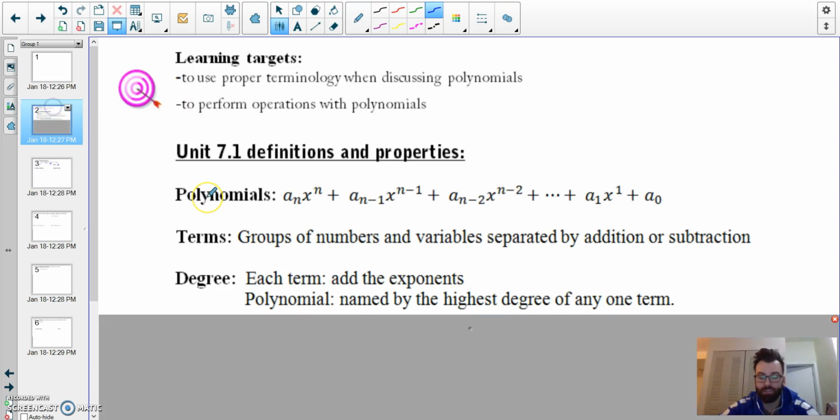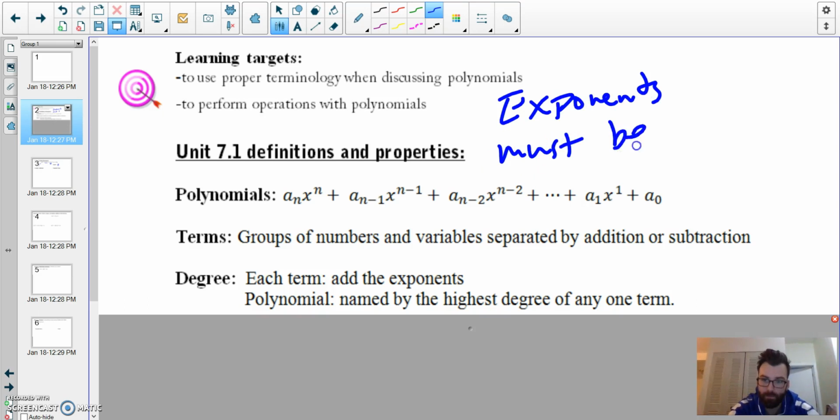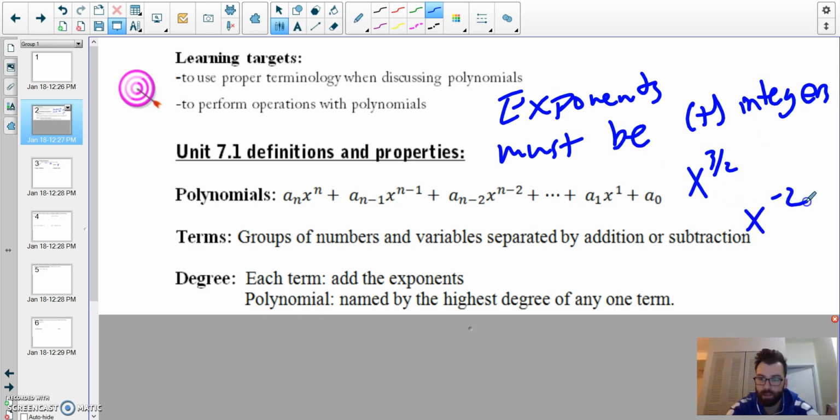Okay. Now, something I forgot to mention that's very important. When dealing with polynomials, in order to consider something a polynomial, our exponents must be positive integers. Meaning, first of all, I cannot have x to the 3 over 2. That would not be considered a polynomial. Or x to the negative second would not be considered a polynomial, because this is a fraction and this is a negative. Must have positive integers. Alright. Polynomial named by the highest degree.